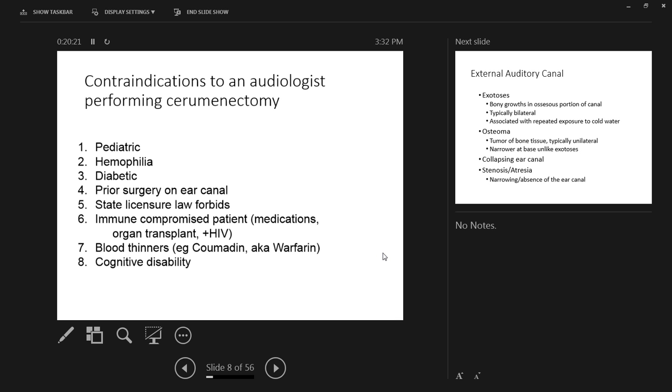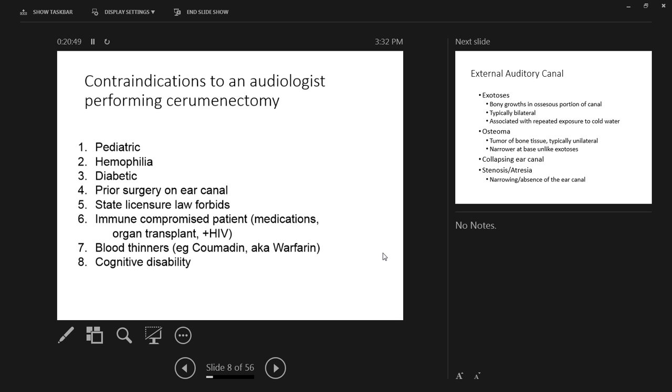If their ear canal bleeds, it might just bleed and continue to bleed. So don't recommend them being on blood thinners. If someone's on blood thinners, I recommend them not doing cerumenectomy. And if a person has cognitive disability, certainly do not recommend doing it for the same reason that you wouldn't on a lot of pediatric patients. You wouldn't want to do this given potential for there to be a problem.